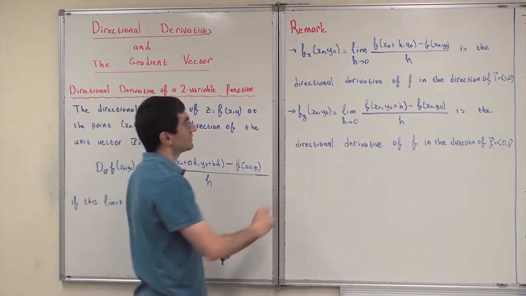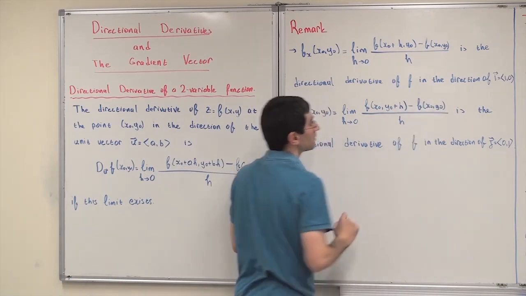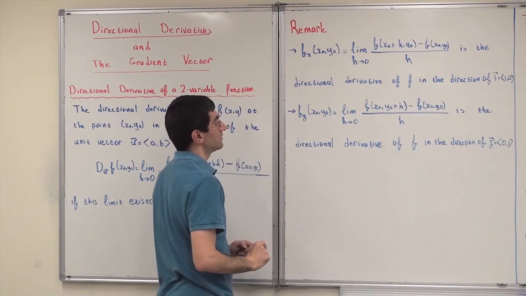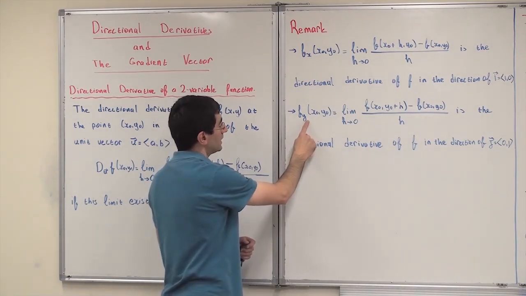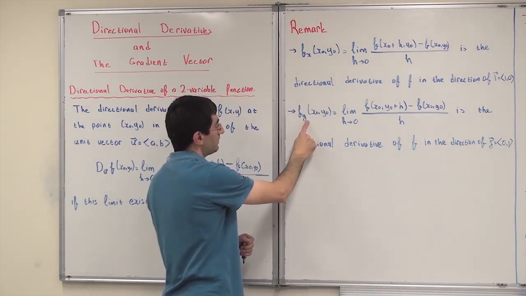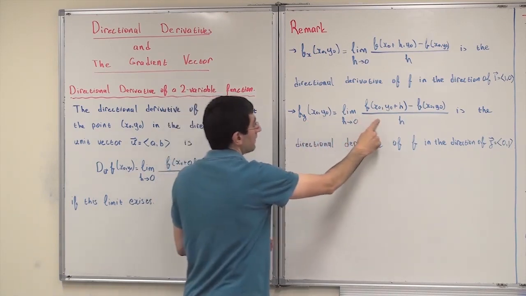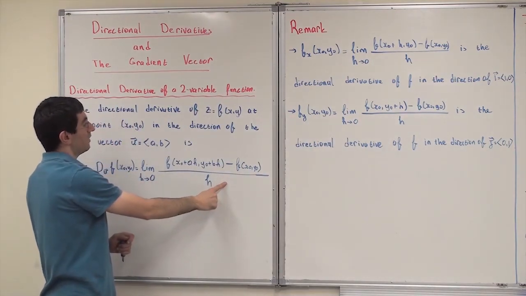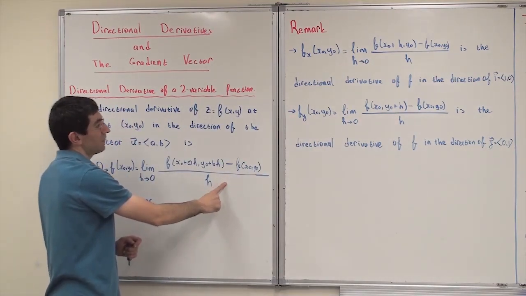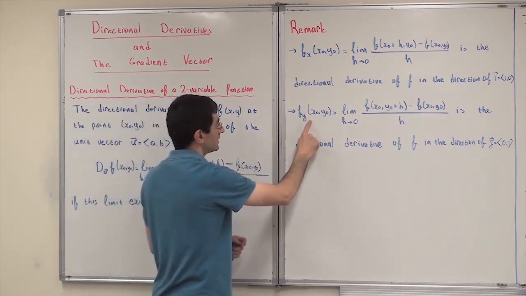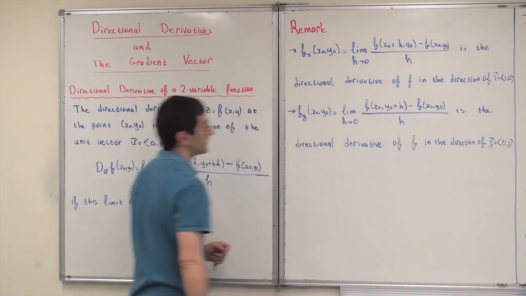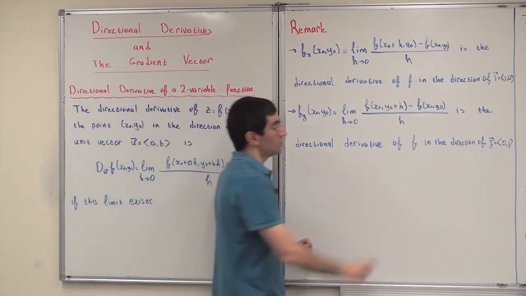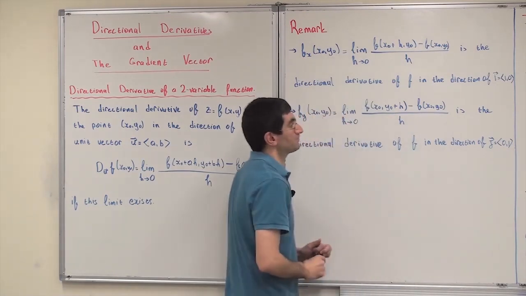Now, if I compare this limit with the following limit, I observe that this partial derivative with respect to x is in fact the directional derivative of f in the direction of the unit vector i, whose components are 1 and 0. Similarly, for the partial derivative of f with respect to y, if I compare its limit definition with the limit definition of the directional derivative, then I observe that the partial derivative with respect to y is in fact the directional derivative of f in the direction of the unit vector j, whose components are 0 and 1.